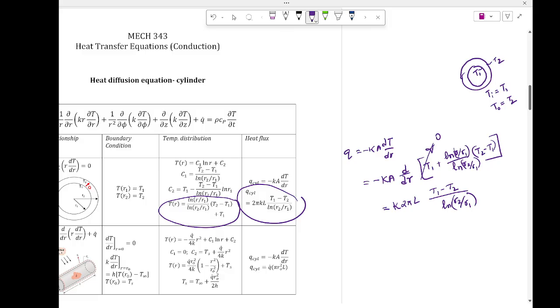Everybody's good? Again, I'm emphasizing that I'm going to upload this equation manual in Brightspace. Please print it out. This will be really helpful to you.